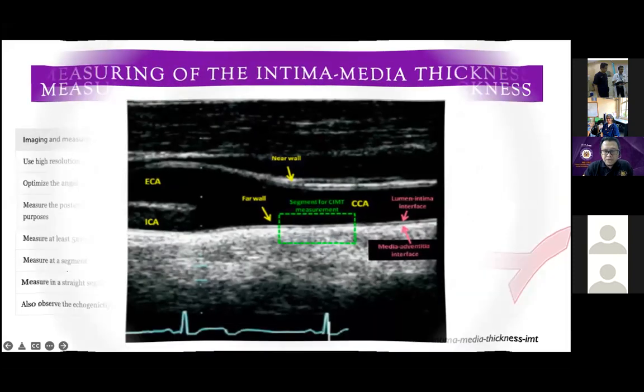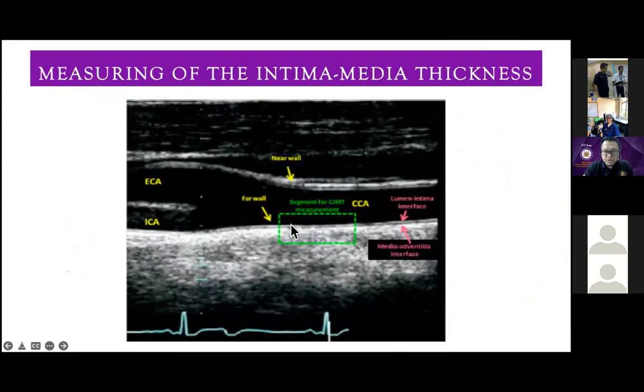This is what I have been talking about just now. When we get the tuning fork view, we can see the ECA and ICA bottom here. Also, this is a far wall and this is a near wall. So roughly about 5 mm from here, if there is no focal lesion, you might measure in this area.